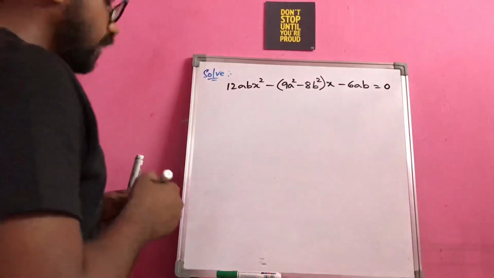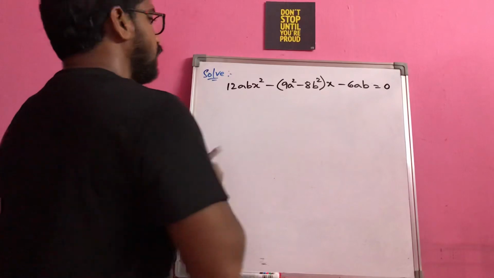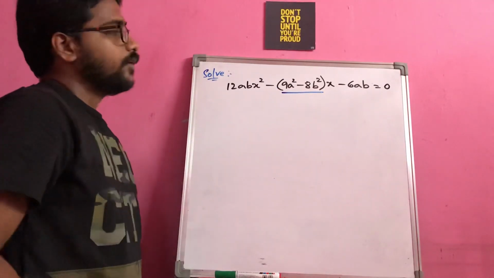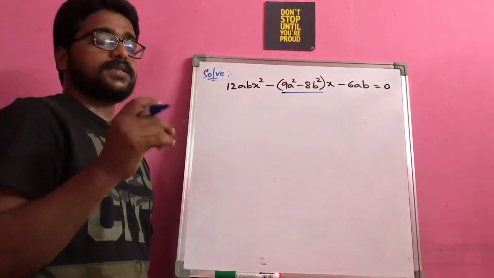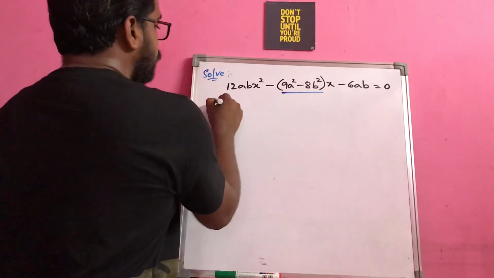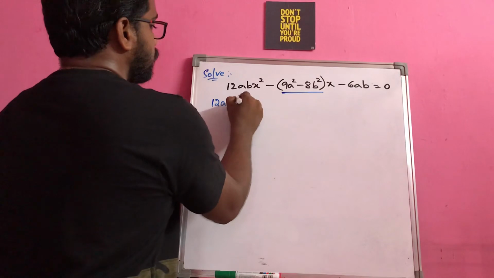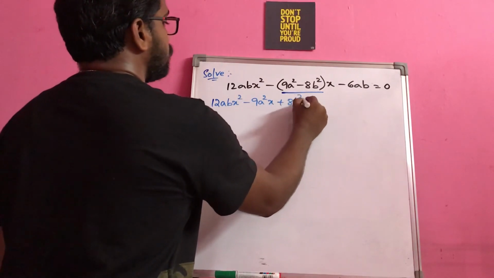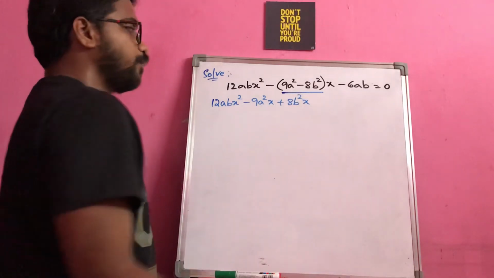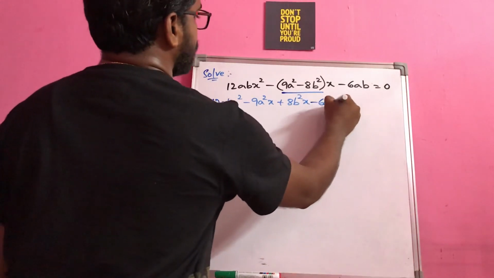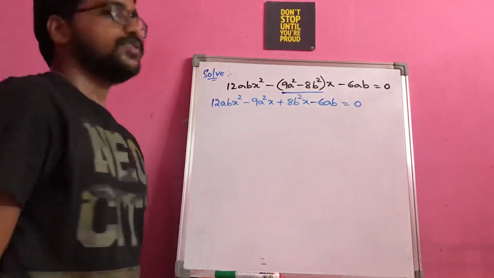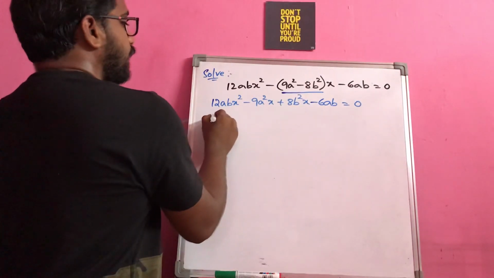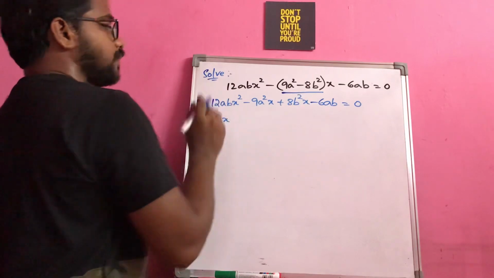Again you can understand that the middle term is a combination of 2 terms. So this is what we discussed. When the middle term is represented in any 2 terms, try to represent it by splitting it. 9a square x, minus into plus, minus into minus is minus, so plus 8b square x minus 6ab is equal to 0, right?